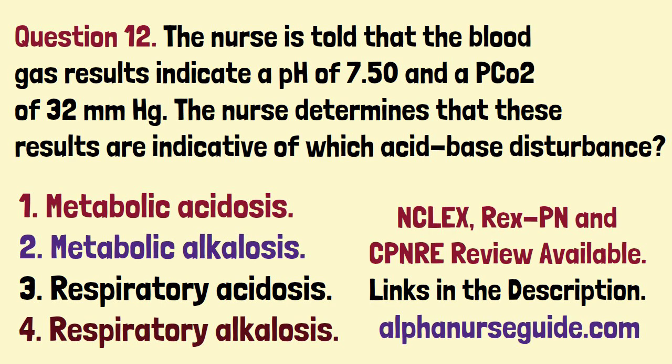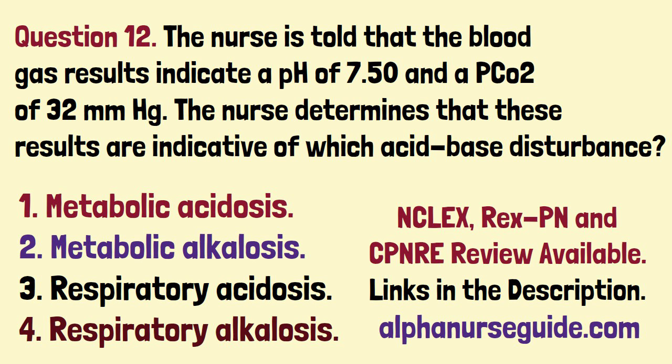Question 12. The nurse is told that the blood gas results indicate a pH of 7.50 and a PCO2 of 32 milligrams per deciliter. The nurse determines that these results are indicative of which acid-base disturbance? 1. Metabolic acidosis. 2. Metabolic alkalosis. 3. Respiratory acidosis. 4. Respiratory alkalosis.